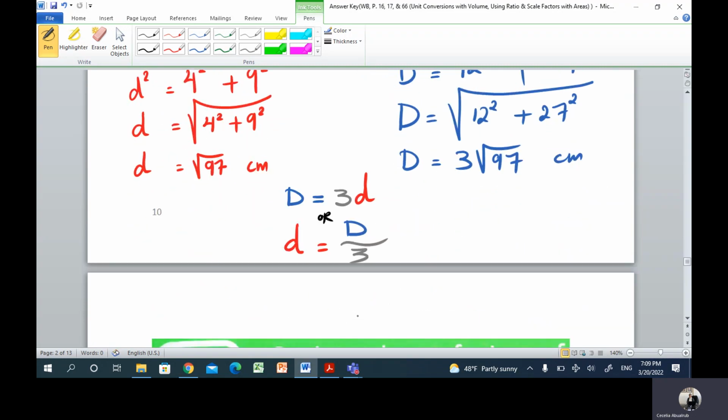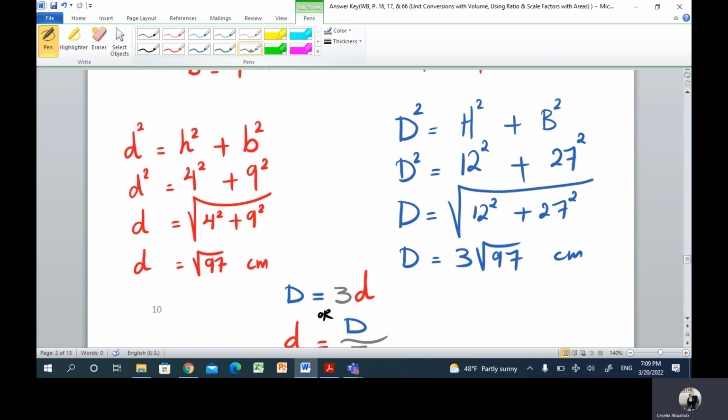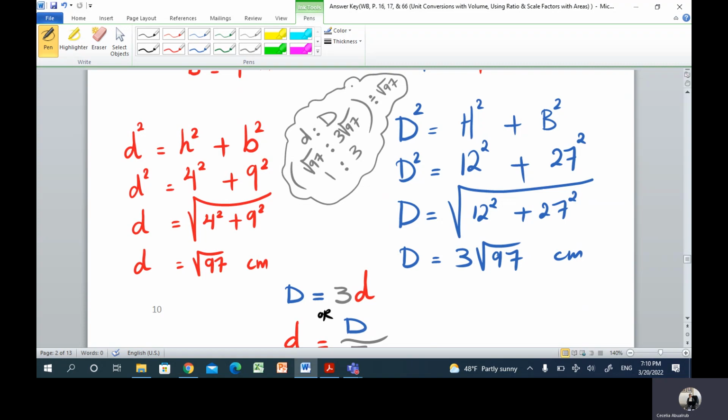Okay, and if they ask us to find the ratio between D small and D capital, we're going to say here D small to D capital. So D small is square root of 97 to 3 square root of 97. So in order to simplify this, we're going to divide each by square root of 97. So small d will come down to 1 to 3. And that's how we find the ratio of D small to D capital.